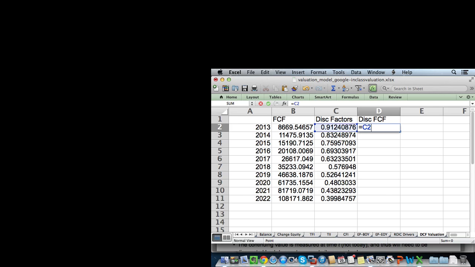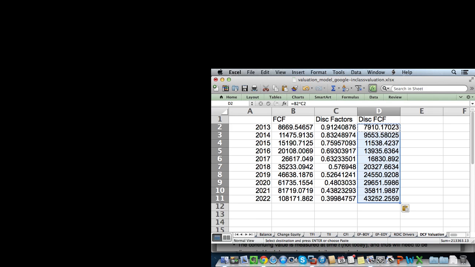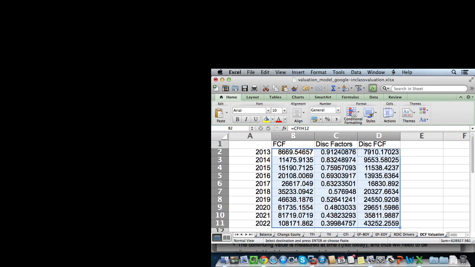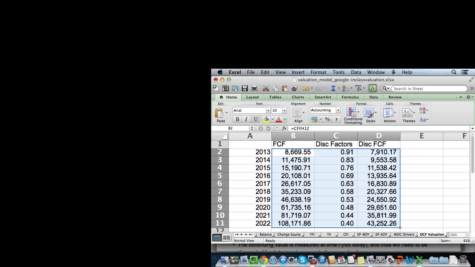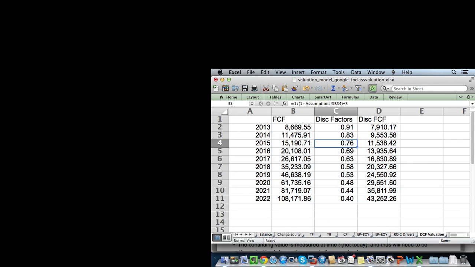That means if I take my free cash flow and multiply it by that discount factor, this would be the discounted free cash flow in present value. And it's a little bit easier to see if I make it 2 decimal places. Okay. So all we've done is present value these cash flows. If the cash flows we have forecasted come true, these will be the free cash flows that Google, in this case, will earn over the next decade.